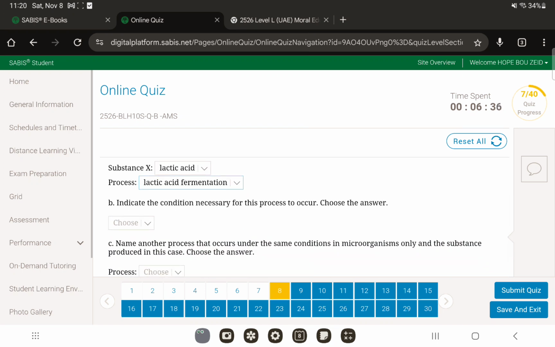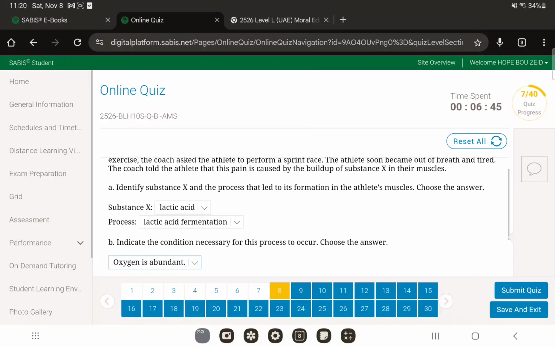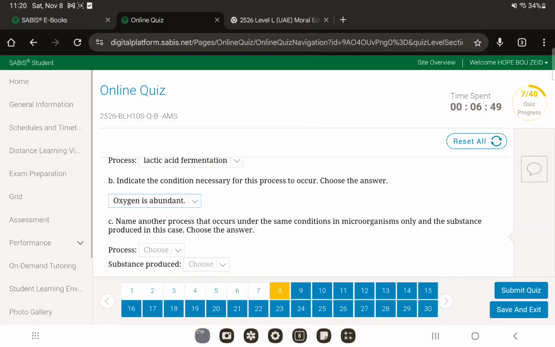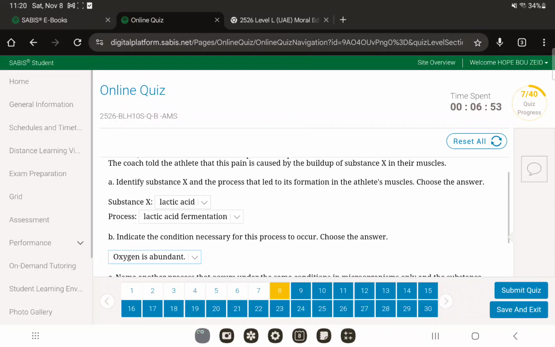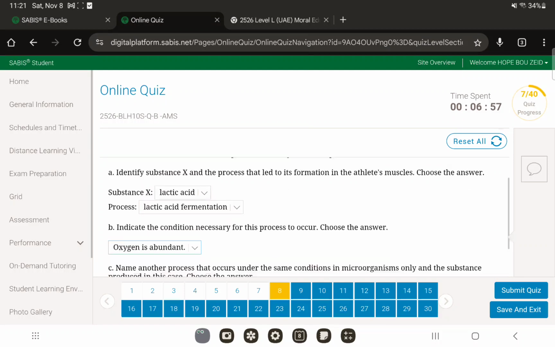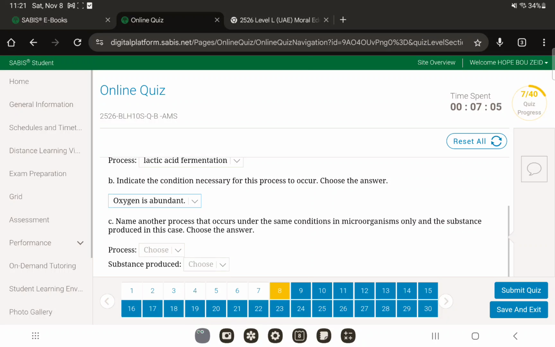Indicate the condition necessary for this process to occur. Oxygen is abundant. You need oxygen for this to happen because it's aerobic respiration, not anaerobic respiration. But sometimes lactic acid fermentation can be anaerobic. You just have to know that in this specific example, oxygen is abundant, which is why you end up being out of breath after an exercise.